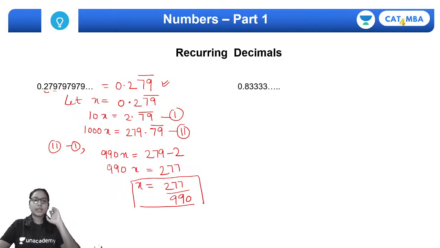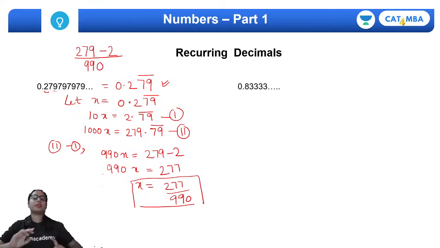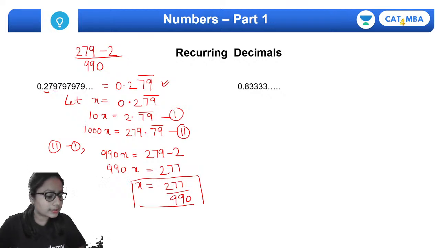So what we need to do in such type of recurring decimals is that you list the digits after the decimal, which is 279. Then you subtract the digit which is not getting repeated, which is 2, and divide it by, now the number of nines would be equal to the number of digits which are getting repeated. So this would be 99, and we put a 0 for the number of digits which are not getting repeated. Okay, so please understand this.